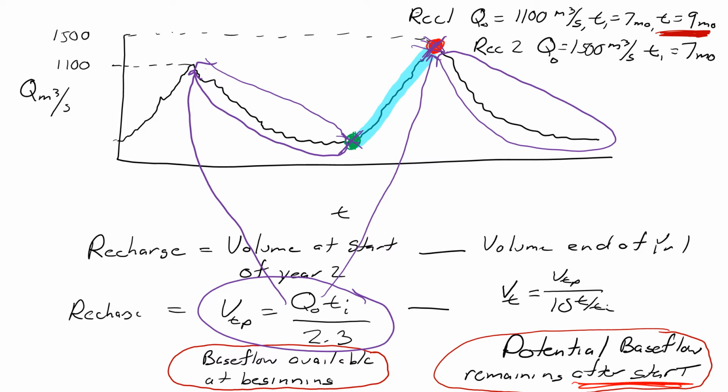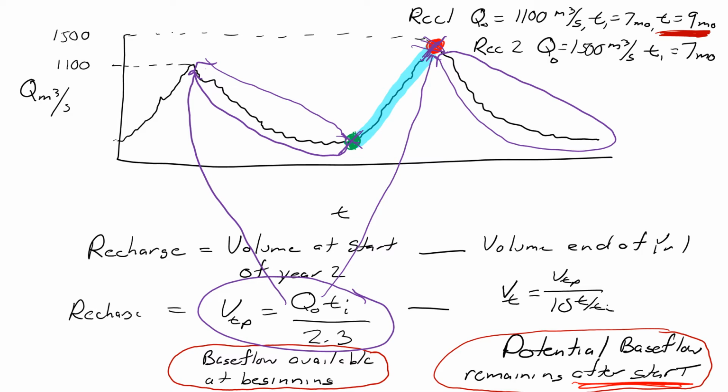I gave you some data up in the upper right. Recession 2, Q0 is 1500, right? T1 is 7 months. T1 is the amount of time it would take to drop to 1/10 of Q0. So the amount of time it takes to drop from 1500 down to 150. That would be 7 months. So that first equation, you plug in 1500 cubic meters per second for Q0. You type in 7 months, convert it to seconds for T1, and that should give you the volume of water in your aquifer at the beginning of year 2.